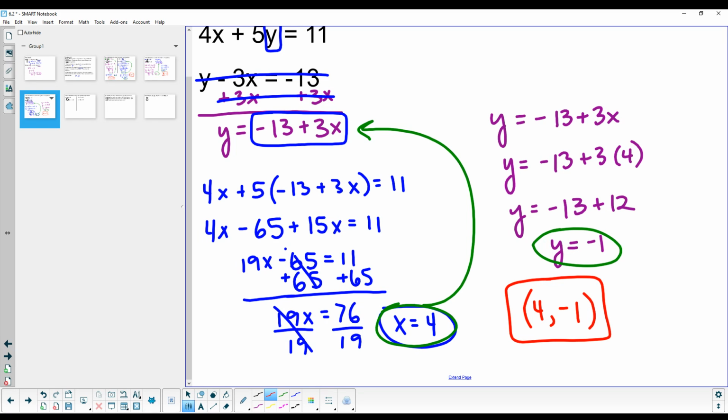Okay, the biggest thing is don't forget to write your answer as an ordered pair. A lot of people like to put x equals 4, y equals negative 1. The answer is an ordered pair. It has to be written as an ordered pair. Are there any questions about that?